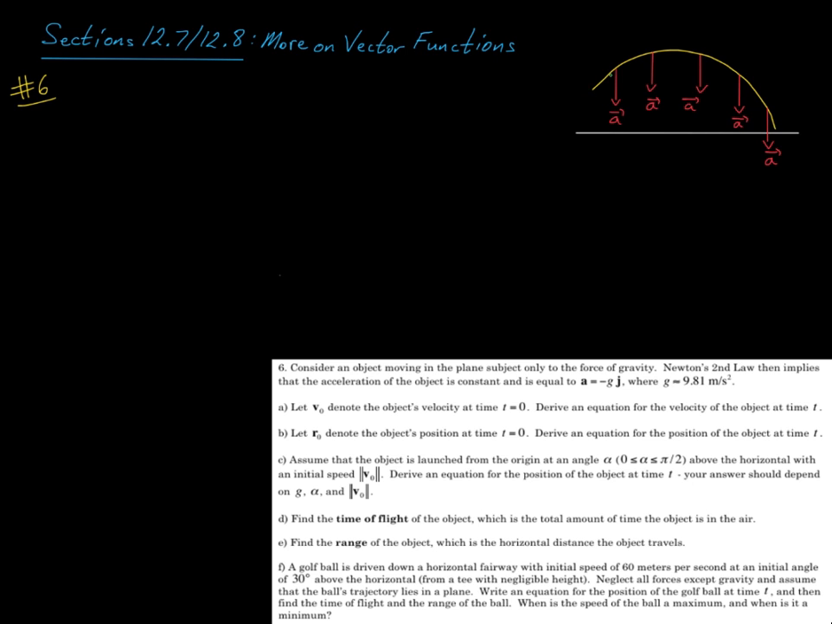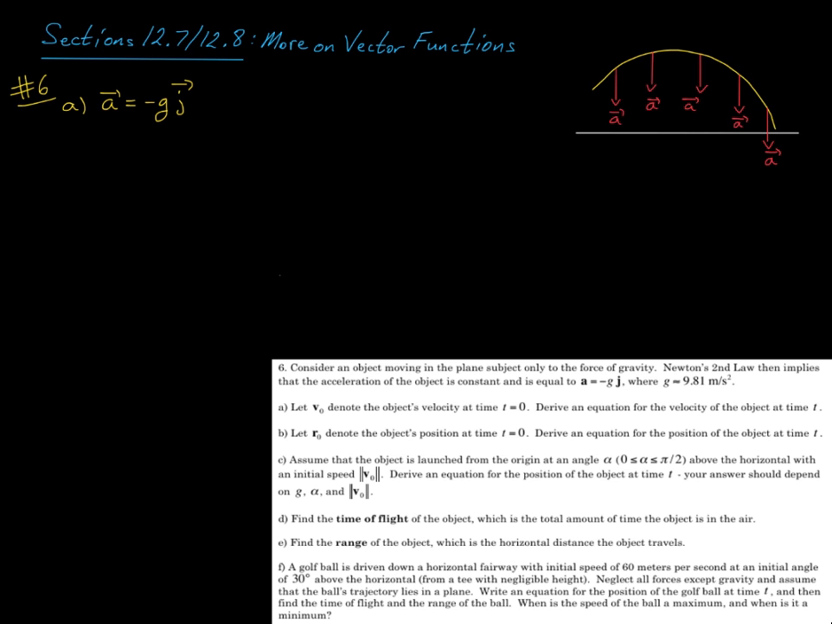Okay, so we have this object moving in the plane. The only force acting on it is the force due to gravity, and so as a consequence of Newton's second law, this implies that at every point along our path, the acceleration vector points directly down in the direction of negative j, and its magnitude is equal to the constant of gravitation, which is about 9.81 meters per second squared. That's this number g.